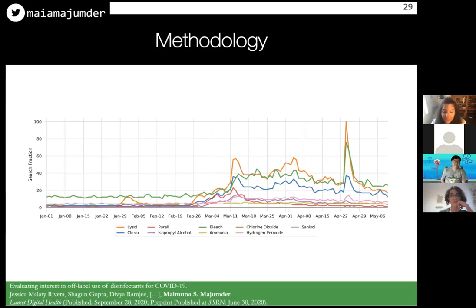100. Here, we can see that Lysol was the most popular term among the 9 disinfectants considered, and that it peaked around April 23rd, 2020. Other popular disinfectants included bleach and Clorox, with the remainder peeling away from the pack.